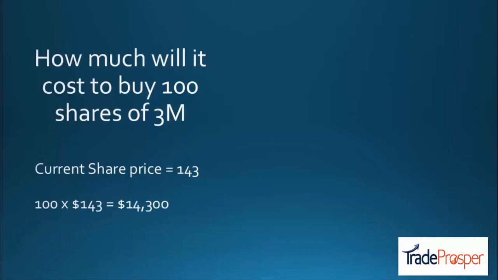How much will it cost to buy 100 shares outright of 3M? Well, with the current share price at $143, 100 shares will cost you $14,300. This again will be the physical capital that you have to put down to buy the shares. We can consider this to be your investment amount.